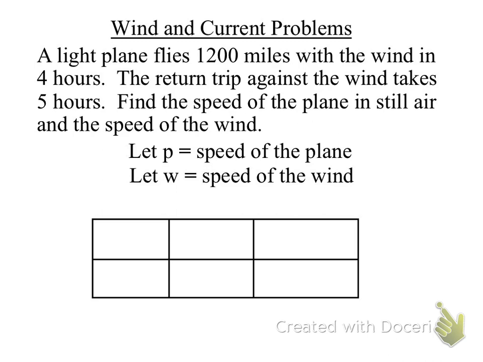A light plane flies 1,200 miles with the wind. He's going like this, 1,200 miles. And then the return trip. In this case they're telling us our distance, but sometimes that helps us. The return trip is also 1,200. Okay, we've got rate, time, and distance. You guys with me? And we've got with the wind, and we've got against the wind.